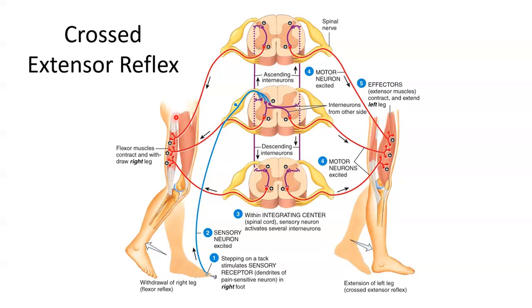So this is a great example of how a reflex can be quite complex, as in the case of this crossed extensor reflex, or it can be quite simple in the case of, say, the withdrawal reflex.